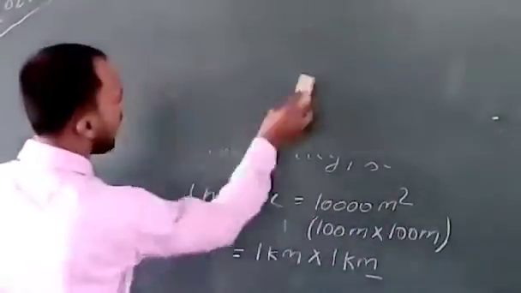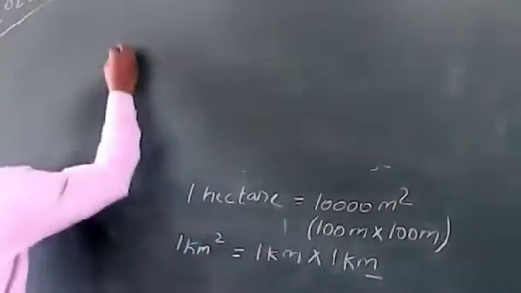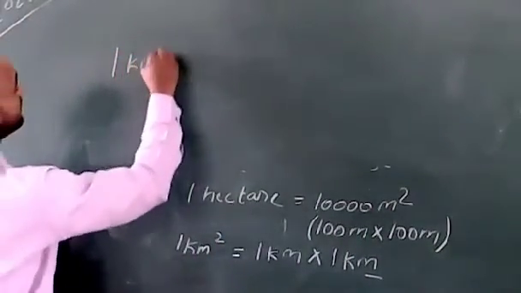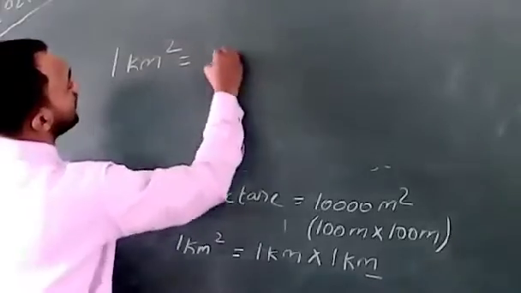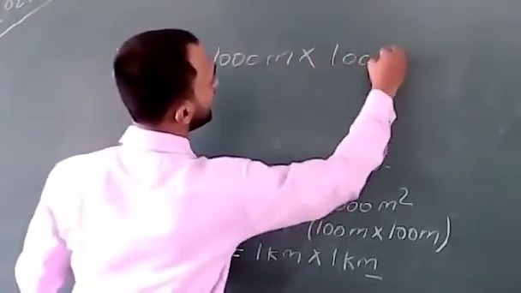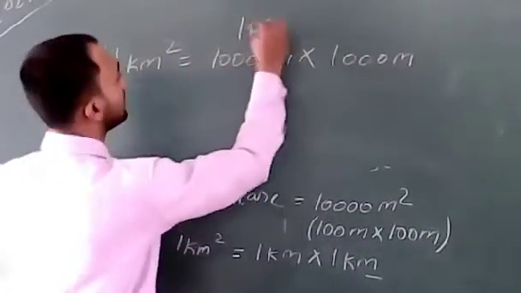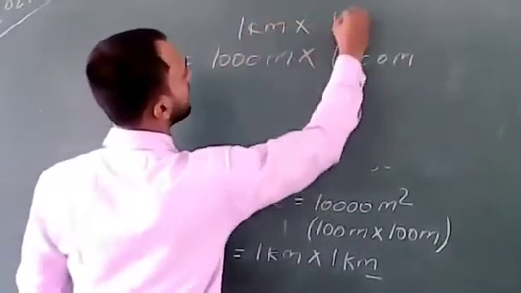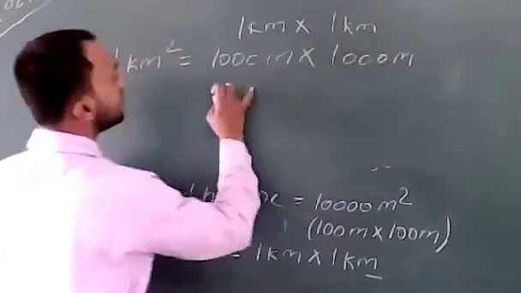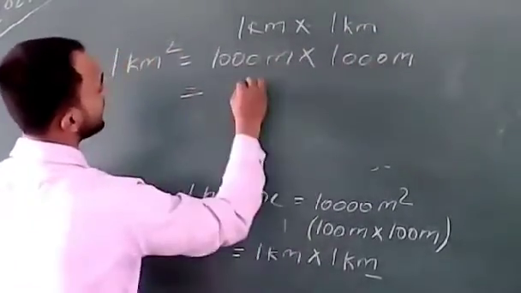Let's see here how we can calculate how many meters square are there in 1 kilometer square. So 1 kilometer square is equal to 1000 meter into 1000 meter, right? Because 1 kilometer square is equal to 1 kilometer into 1 kilometer. 1000 into 1000, okay? 10 raised to the power 3 and 10 raised to the power 3.